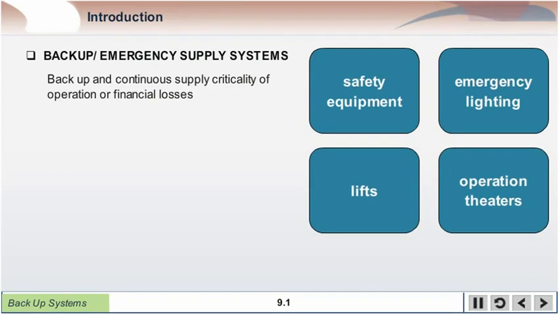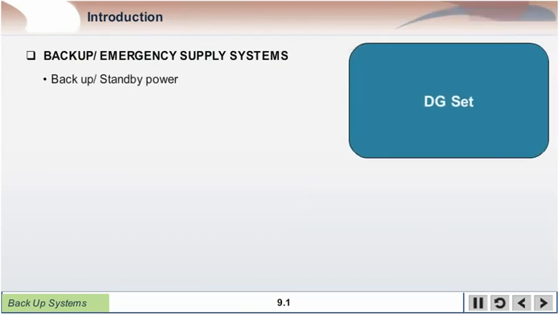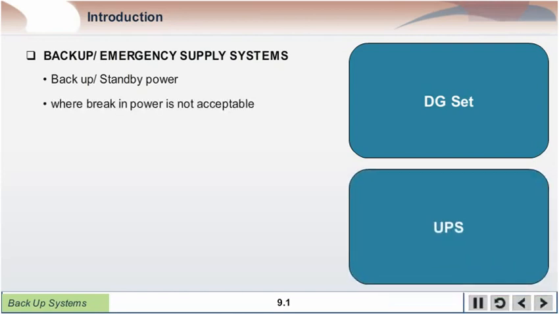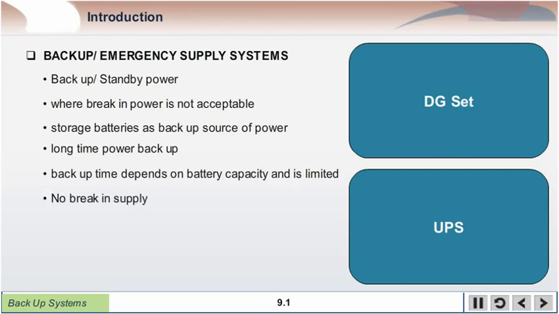need backup and continuous supply due to the criticality of operation or financial losses that may be incurred due to loss of power. Diesel engine generator sets are used for backup or standby power. However, where break-in power is not acceptable, uninterrupted power supply, that is UPS, is used. UPS has storage batteries as backup source of power. DG sets can produce long-time power backup, but UPS backup time depends on the battery capacity and is limited, but there is no break-in supply.